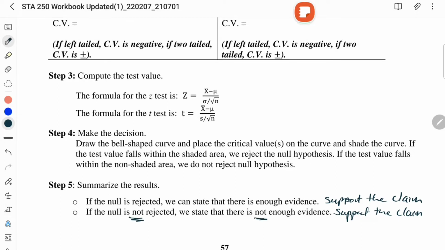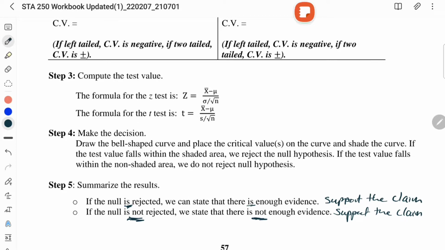Not goes with not. If it is rejected, there is enough evidence to support the claim. So the is goes with the is. Is not goes with is not. And that is how you can determine if there is enough evidence to support the claim or if there's not enough evidence to support your claim, or the claim that we are investigating.